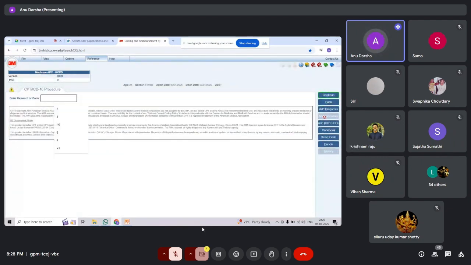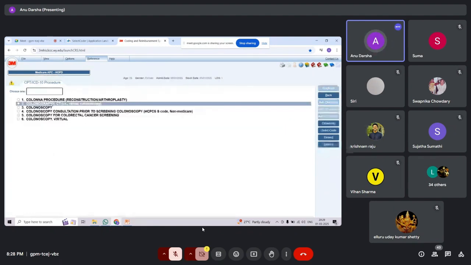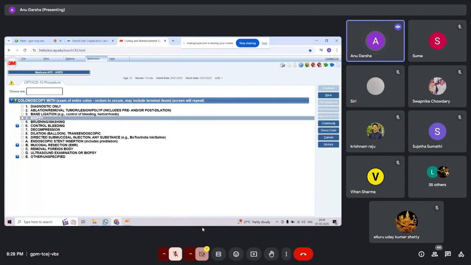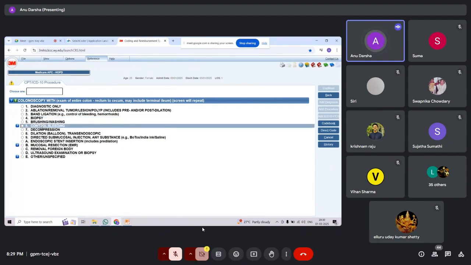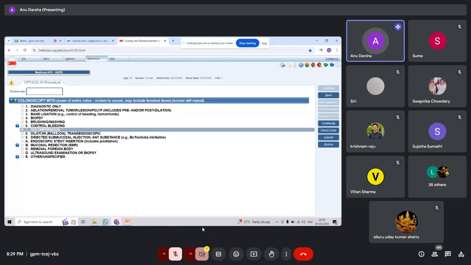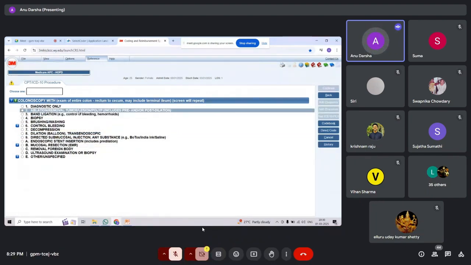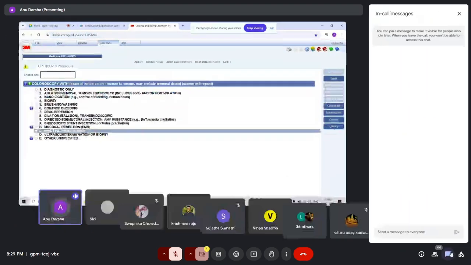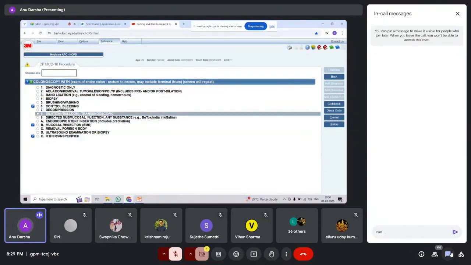Okay, you can go to first add procedure, then here colonoscopy 3. Then it will ask you whether it is a diagnostic, what they are performing, whether they have taken any biopsy or any control of bleeding, dilation they have done, or any tumor resection like polyp or any lesion resection, or ultrasound examination, removal of foreign body, like multiple things you will get.